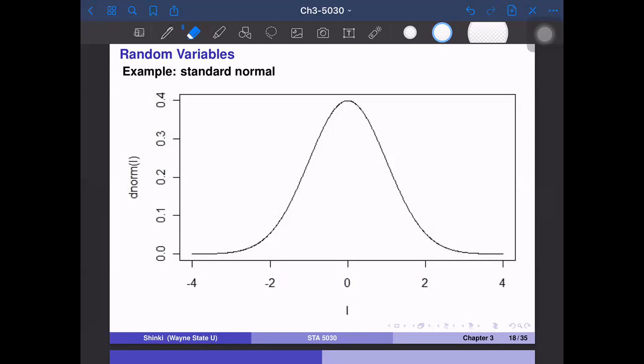Here almost both tails are 0. Actually the 0 is almost here, so you can see that as it approaches maybe 3 or 4, the value of the probability density function is almost 0.